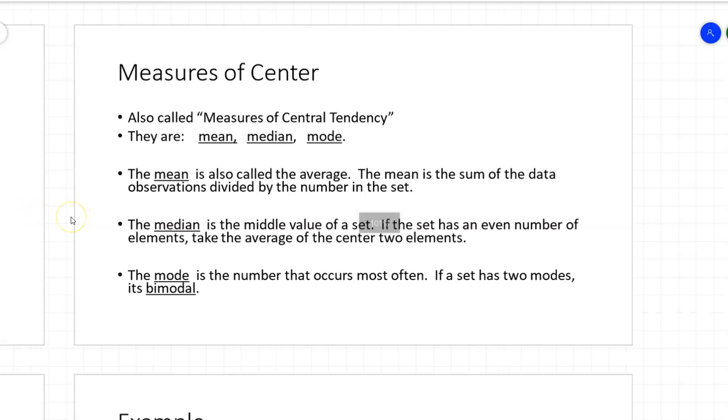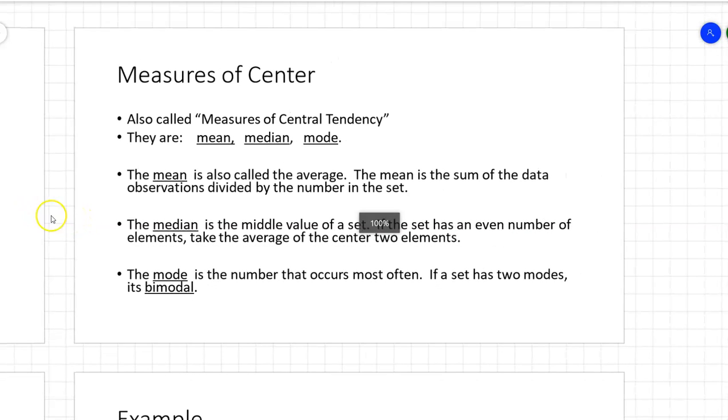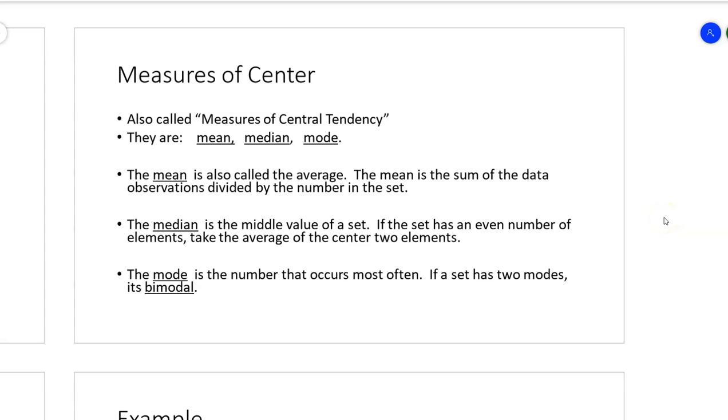Measures of center, also known as measures of central tendency: mean, median, and mode. Mean is the average. Simplest thing, add up all the test grades, divide by the number of students in the class, you have the class average. You want the average speed that somebody was traveling, add up all the speeds, divide by the number of cars, you've got average speed. The median is the value of the set in the middle.